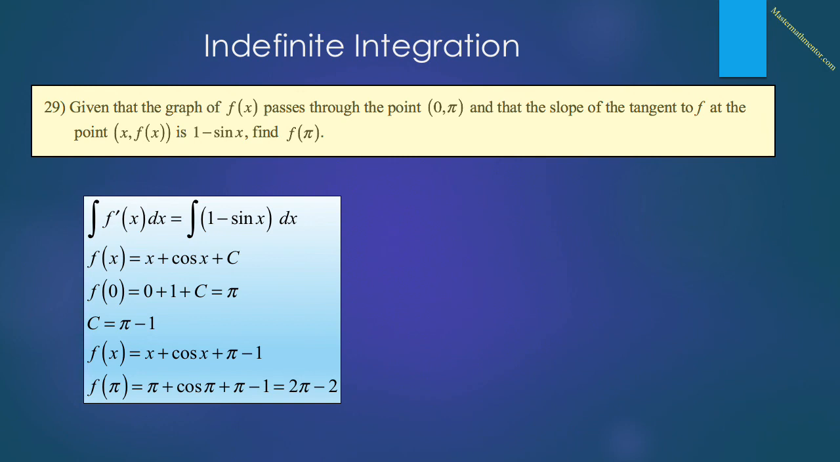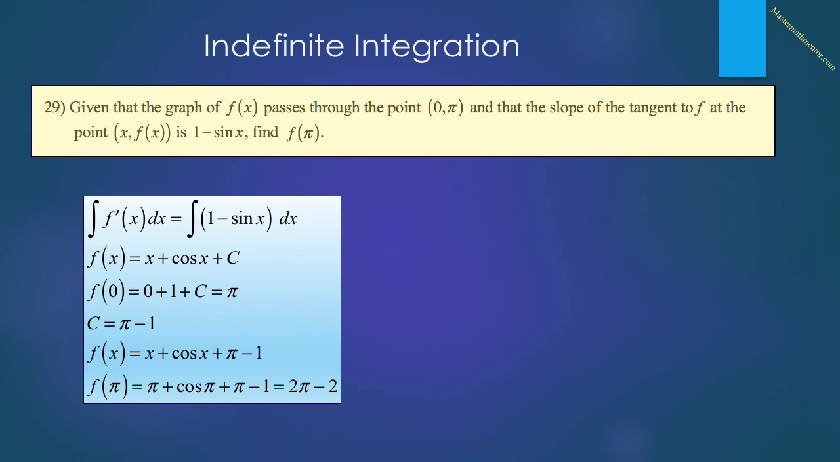This is a differential equation. You are given the fact that the slope of the tangent line at a point is 1 minus sine of x. That is a differential equation. f prime of x is equal to 1 minus sine of x. And if we're being asked to find f of pi, then we want to solve the differential equation for f and then evaluate it at pi.